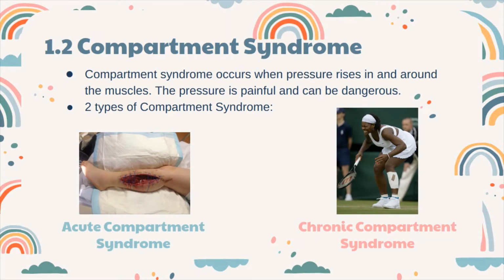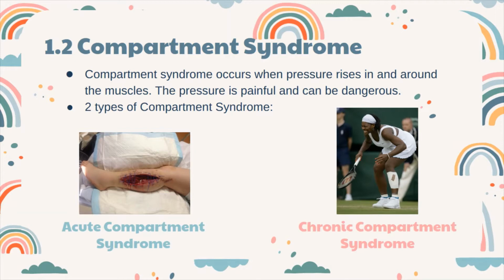Compartment syndrome occurs when pressure rises in and around the muscles. The pressure is painful and can be dangerous. Compartment syndrome can limit the flow of blood, oxygen, and nutrients to muscles and nerves. It can cause serious damage and possible death.